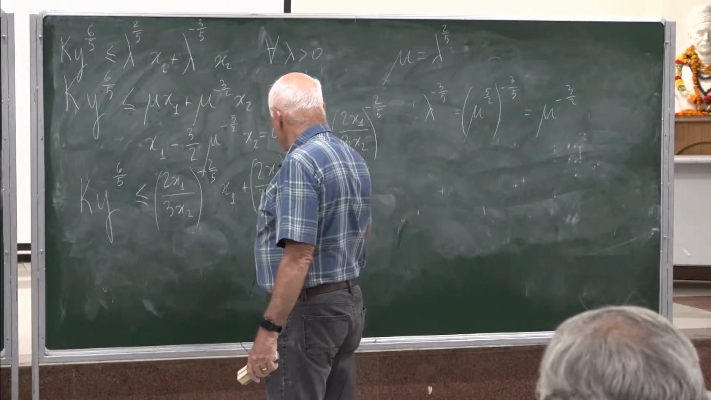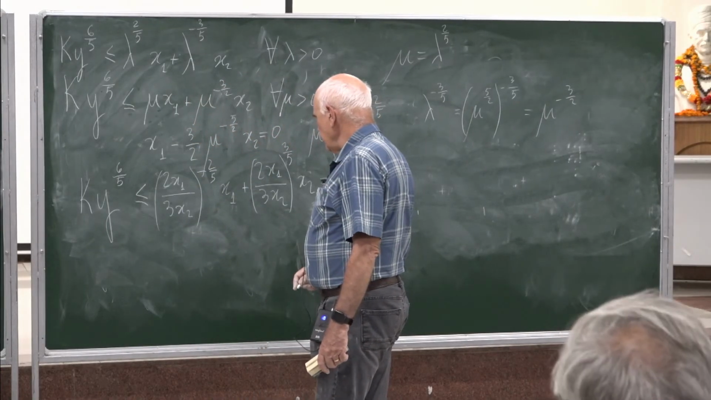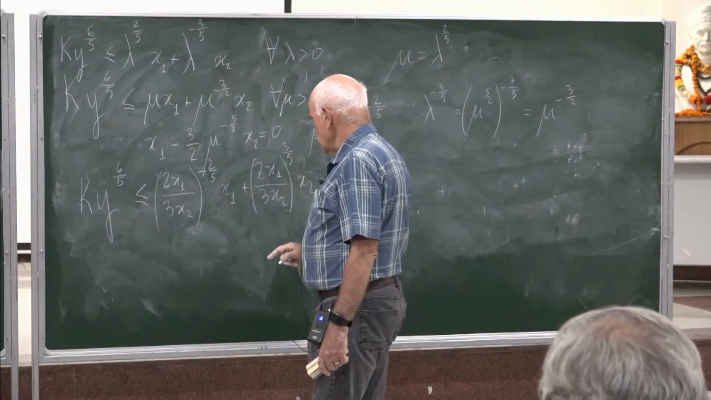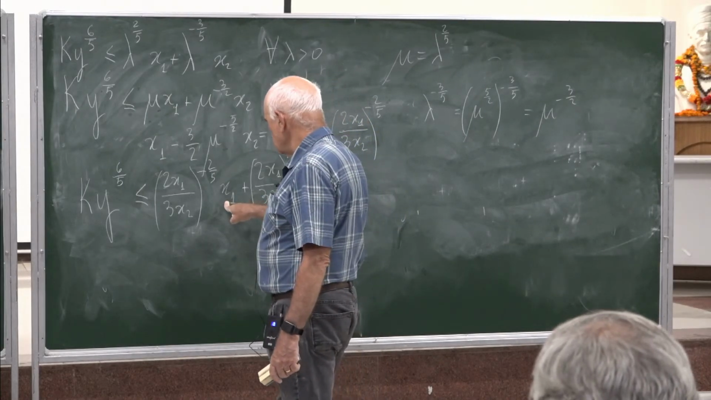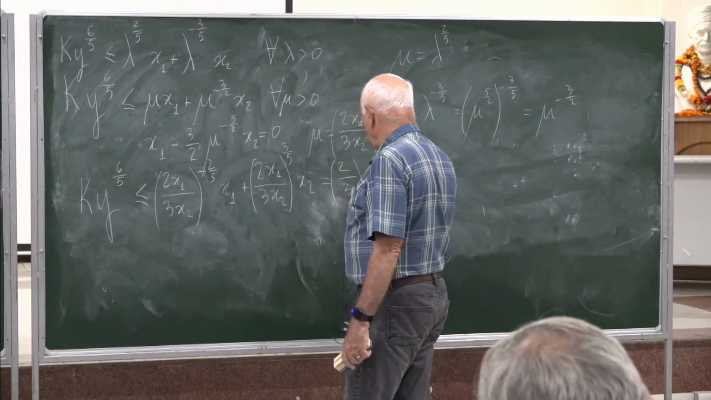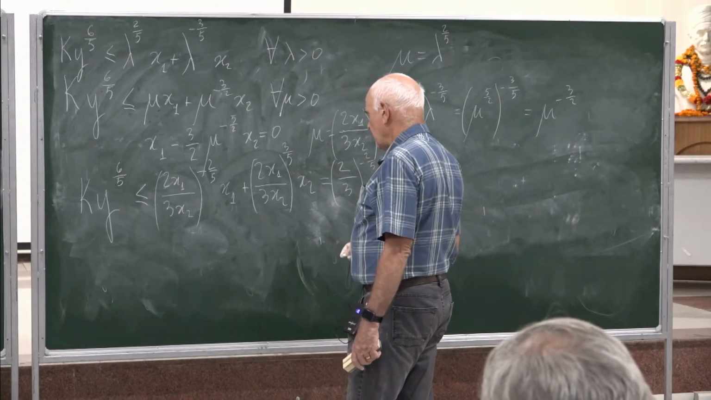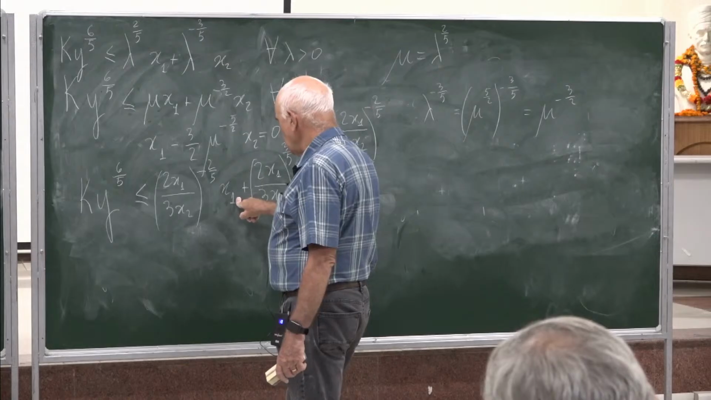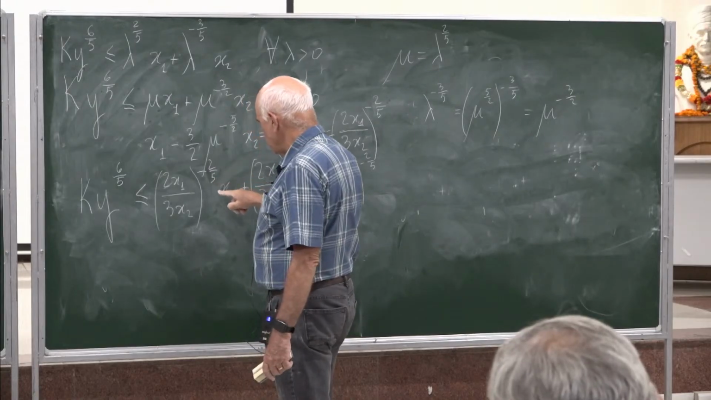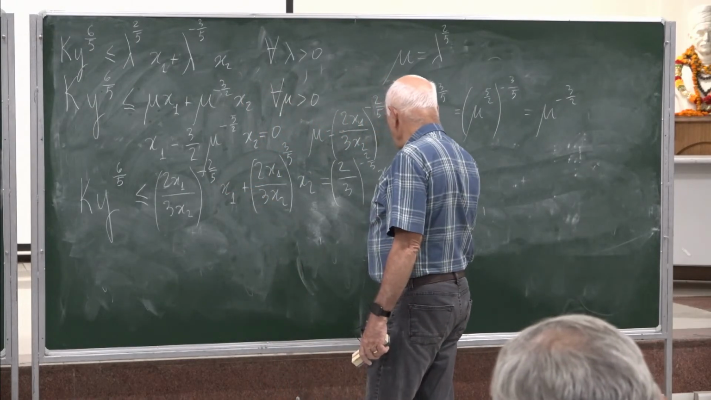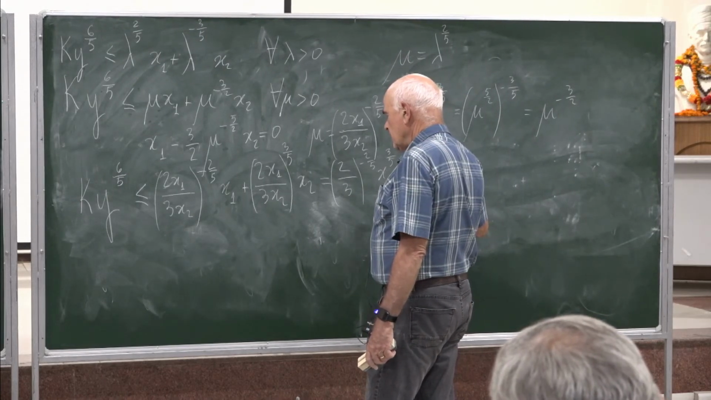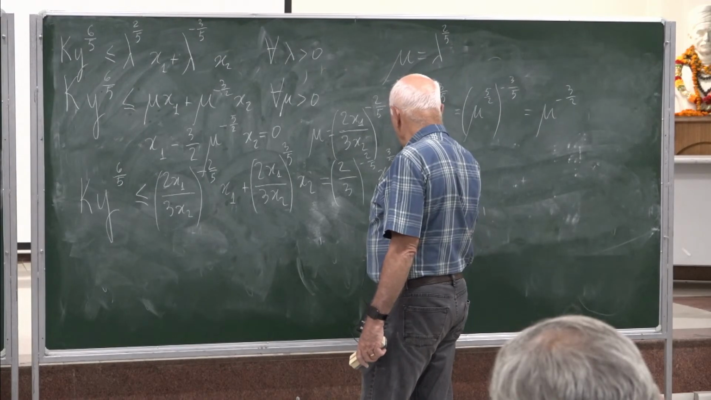But let's write this maybe in a better way. So here I have x1. So let's write (2/3) over minus 2 over 5, x1 to the power 1 minus 2 over 5, which is x1 to the 3 over 5, and then x2 to the 2 over 5.